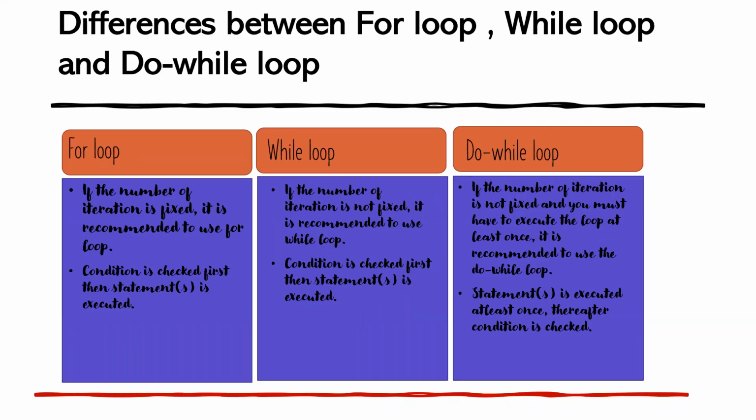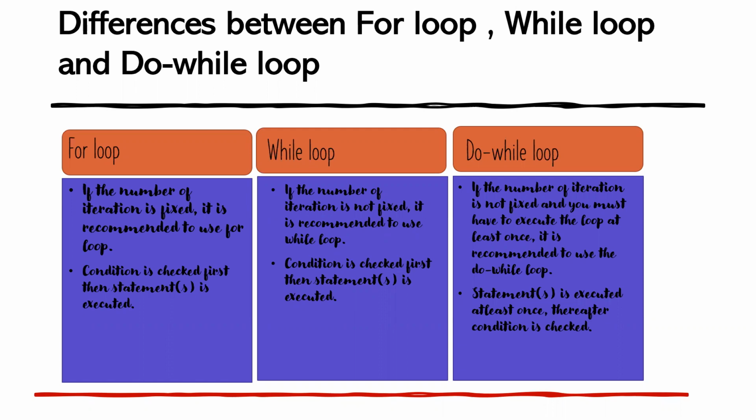Here are the differences between the for loop, while loop, and do while loop. In a for loop, the number of iterations is fixed. Whenever the number of iterations in a specific code is always fixed, it's recommended to use the for loop. For the while loop, if the number of iterations is not fixed, then it is recommended to use the while loop. And for a do while loop, if the number of iterations is not fixed and you have to execute the loop at least once, then you have to use the do while loop.